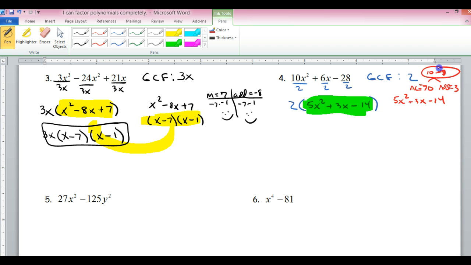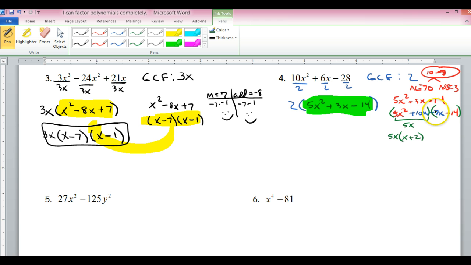We use these factors to split that middle term. So we bring down the 5x squared, then we split this middle term and write plus 10x minus 7x, because remember that would give us 3x, and then we bring down that minus 14. Once we split that middle term, our next step is to group. The greatest common factor of the first two terms would be 5x. So we have 5x times x plus 2.